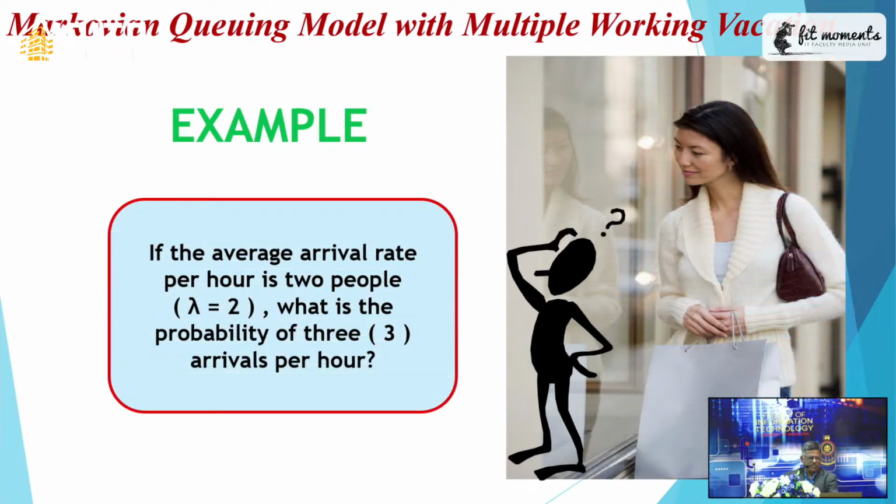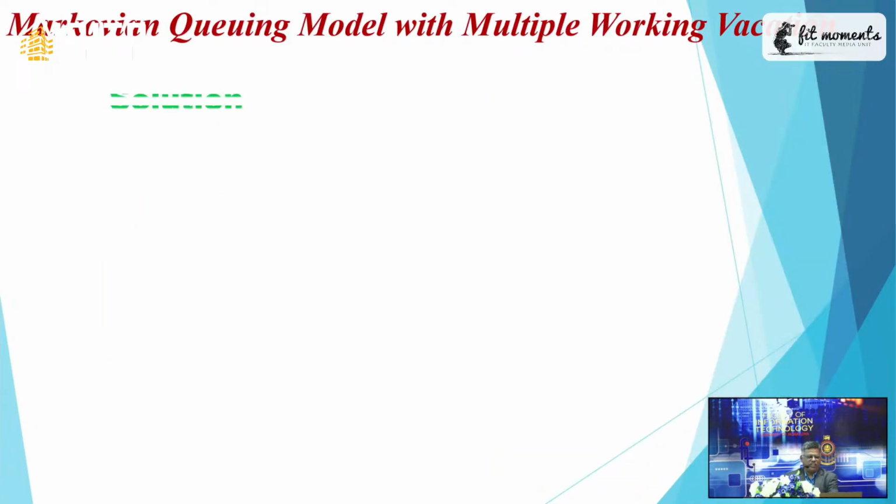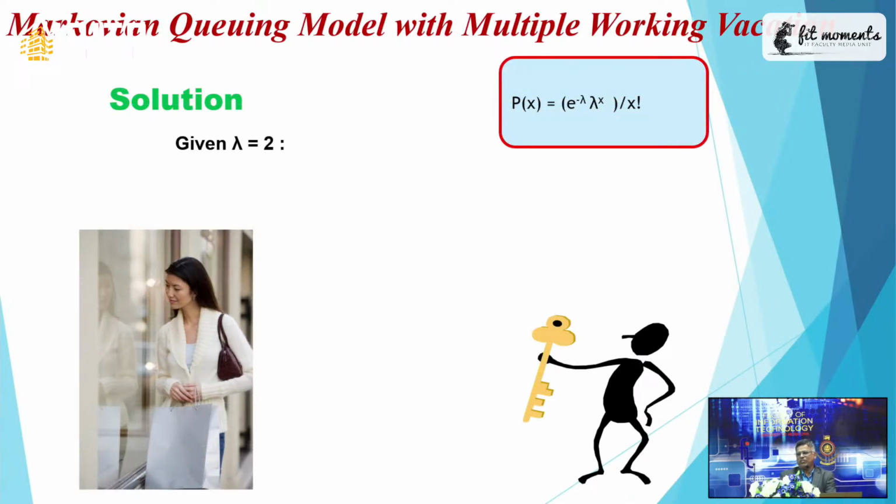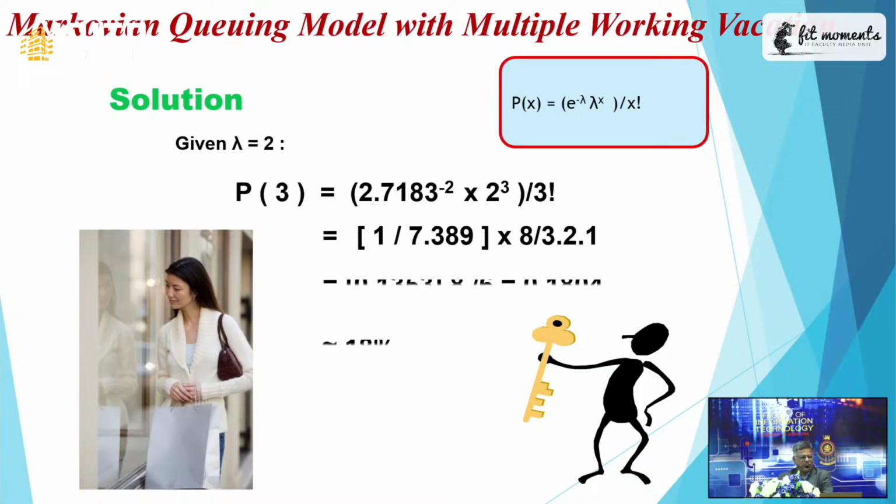We take one example. If the average arrival rate per hour is 2 people, that is lambda equal to 2, what is the probability of 3 people arriving per hour? How to find? This is the keyword. The example uses the formula p of x equals e power minus lambda into lambda power x divided by x factorial. We substitute lambda equal to 2 and find the result: about 18 percent is the probability of 3 people arriving in 1 hour.